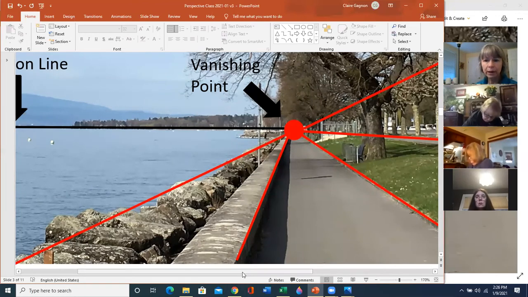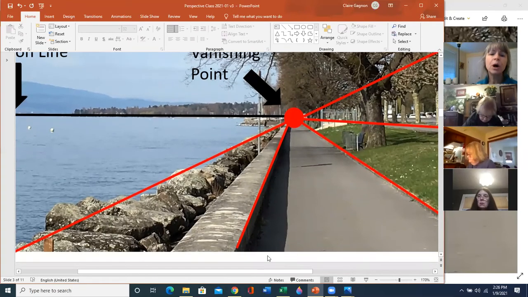Now, when drawing the rocks, you have to think of the rock as almost like boxes, but not square boxes. They're boxes that have uneven tops, uneven sides and uneven back ends. There are all sorts of different shapes, but you can think of boxes.